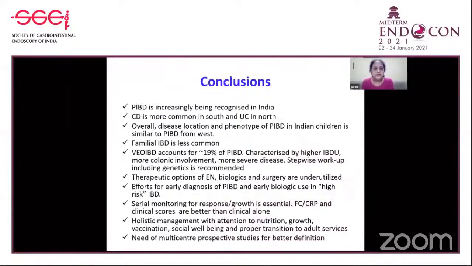So to conclude, I would like to say that pediatric inflammatory bowel disease is increasingly being recognized in India, especially in the last decade.